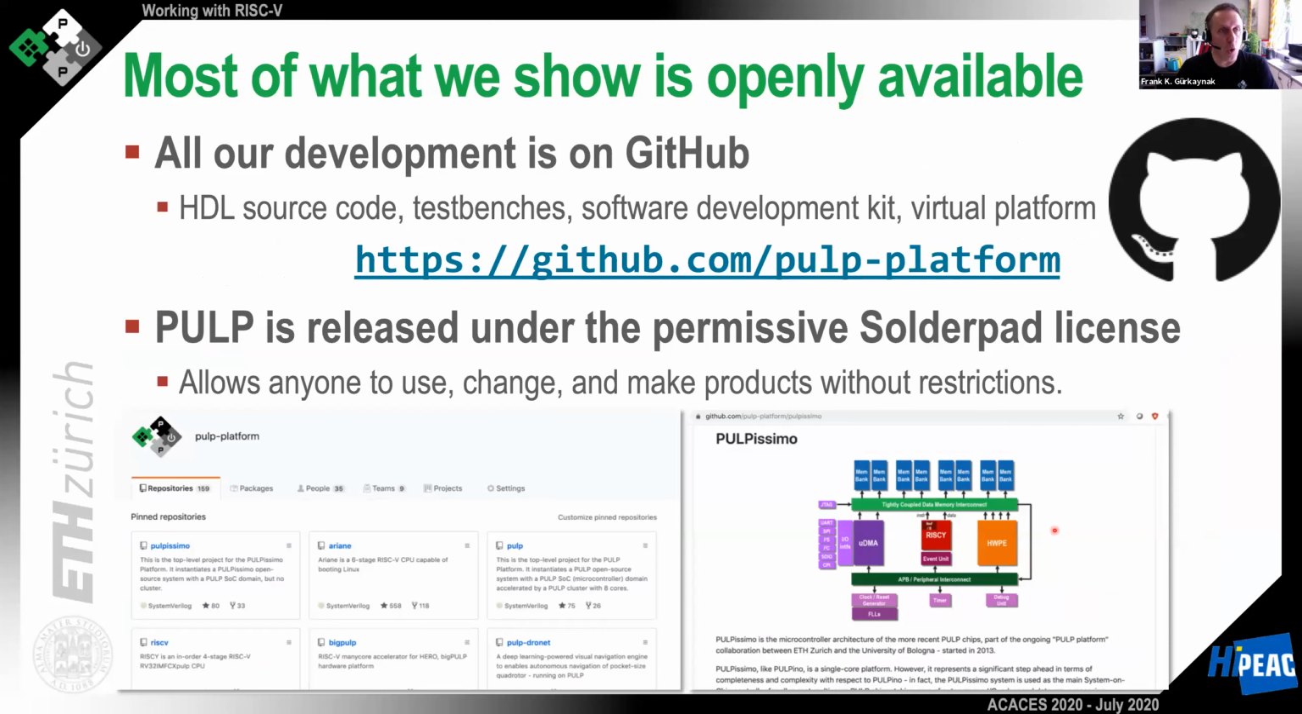So all our development, most of what we show, is openly available, and all our development is on GitHub. So this is the link to our GitHub repository. And as Luca was also mentioning, we are using a permissive license that allows anyone to use, change, and make products without restrictions. In the meantime, this is an older screenshot. You realize, for example, the Ariane is now being hosted by Open Hardware. Similarly, the RISC-V processor is also being hosted at Open Hardware Group, which is nice.